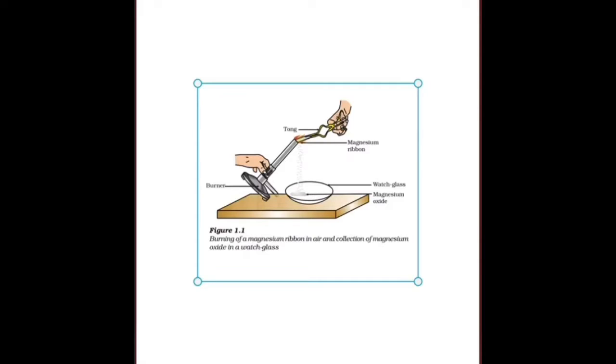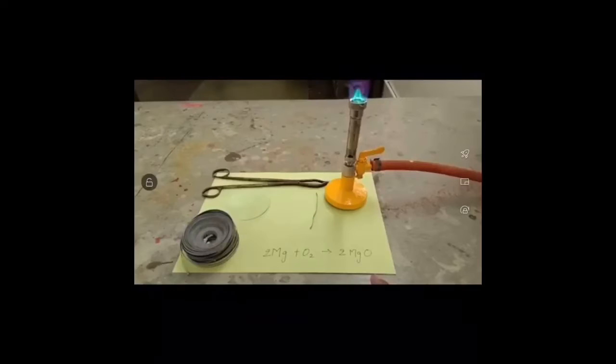An activity is seen on the screen at this point. Why should we rub the magnesium ribbon with sandpaper? It is done in order to remove a layer which is protecting magnesium from burning. This layer is magnesium carbonate. Let's look at a video. Demonstration of a chemical reaction, that is, burning of magnesium.